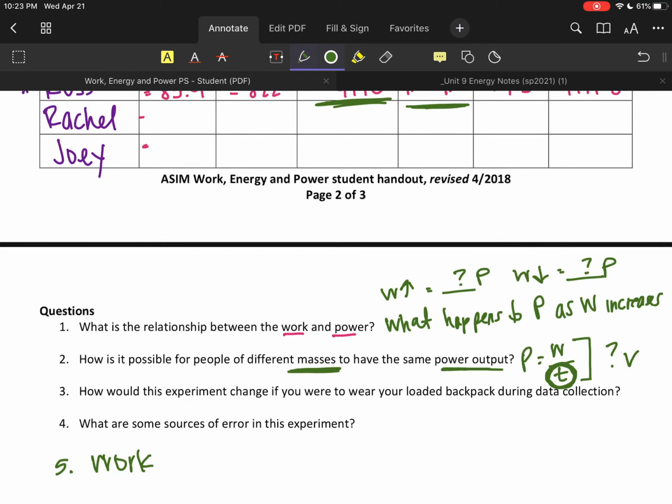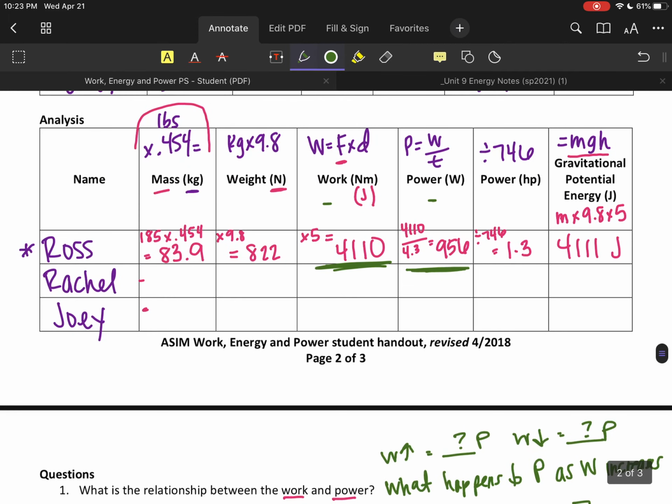The last thing, and I guess it's not on this page, but we want to look at is how work is related to the energy of the person or the object, the potential energy. So let's look here. Here's my work, and over here is my energy. What do you notice about those two values?